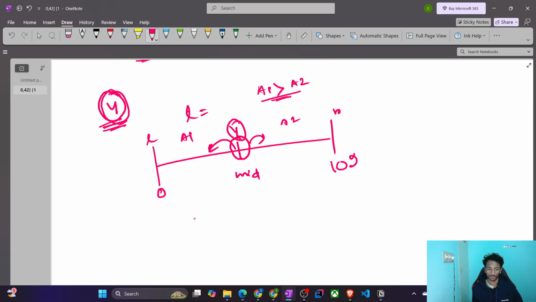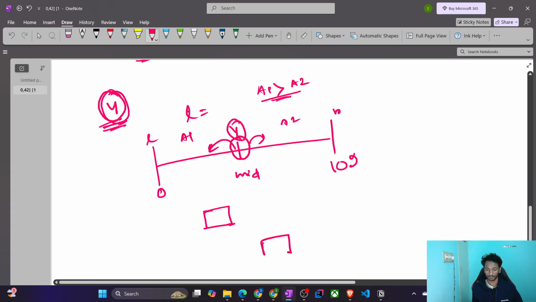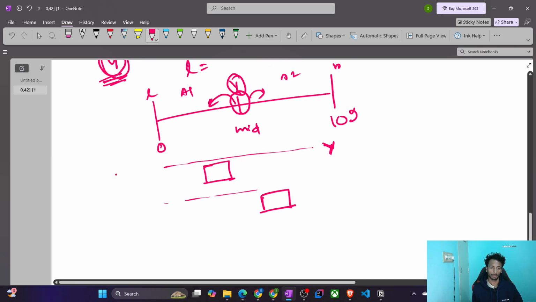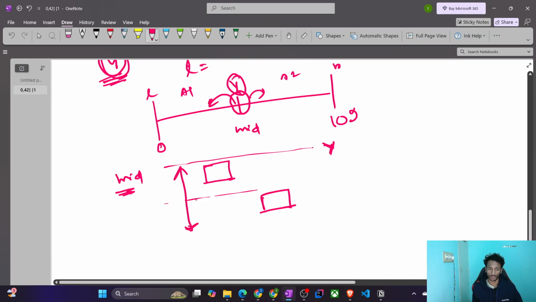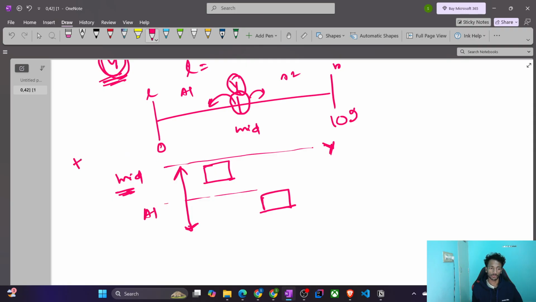Suppose this is our y length, y first. Suppose this is our mid. So what do I have to do first? I will check the area below this line. This is suppose area 1. Then what will area 2 be? This will be the total area of all the squares minus a1. If I subtract a1, I get a2, the area above the line. Right? This is clear.